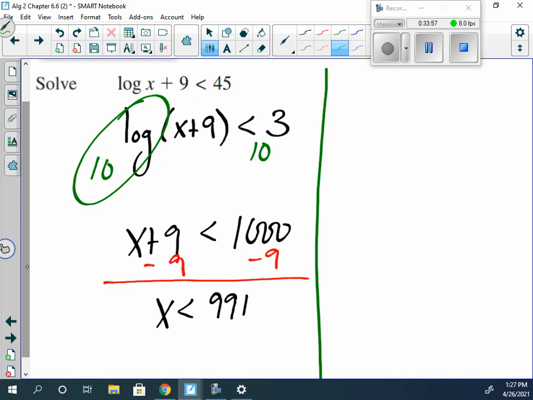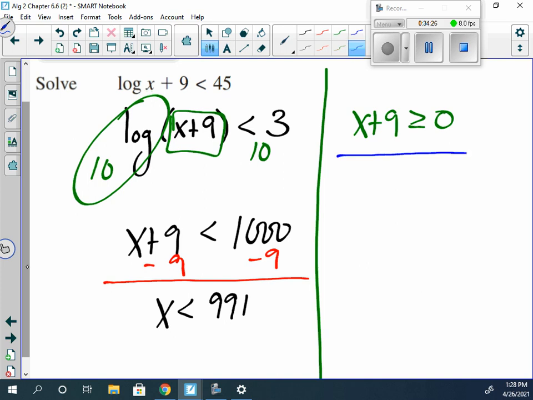Now again, we still have negatives included because we're talking about x being less than 991. So what's inside the logarithm cannot be negative. It cannot be less than 0. So to find that, we do set it up as x plus 9 is greater than or equal to 0, because whatever's inside of there has to be greater than or equal to 0.